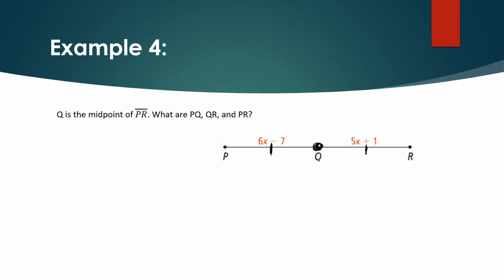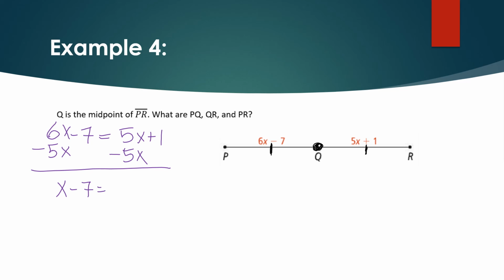But I do know that PQ equals QR. So that means that 6x minus 7 is equal to 5x plus 1. The segments were congruent, therefore their lengths are equal, and that's how I set up my problem. So get all the x's to one side, I'm going to subtract 5x. I get that x minus 7 equals 1.